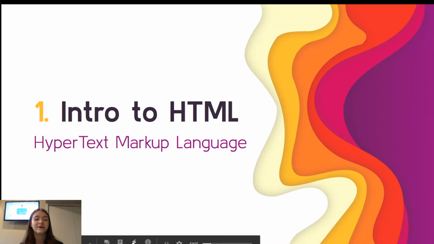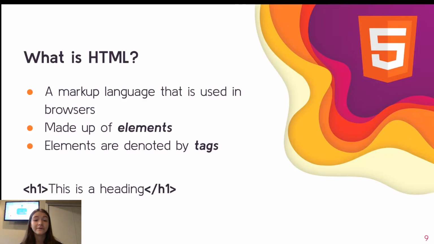Okay, so HTML stands for Hypertext Markup Language. Now you don't necessarily need to know this, it's a bunch of fancy words, but I'll explain what we really need to know about HTML. So what is HTML? It's a markup language that is used in browsers. Browsers are applications like Safari, Google Chrome, Internet Explorer, whatever you use to search stuff up on the internet. HTML is made up of elements, and these elements are denoted by tags. If you don't know exactly what this means so far, I'll show you in a bit.